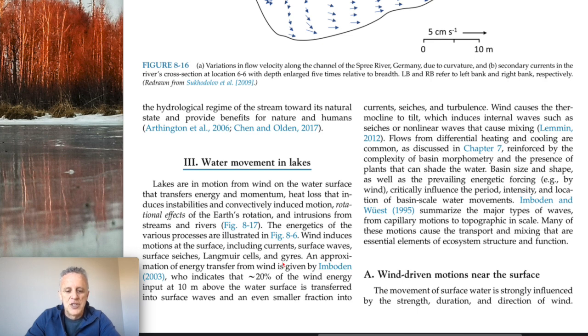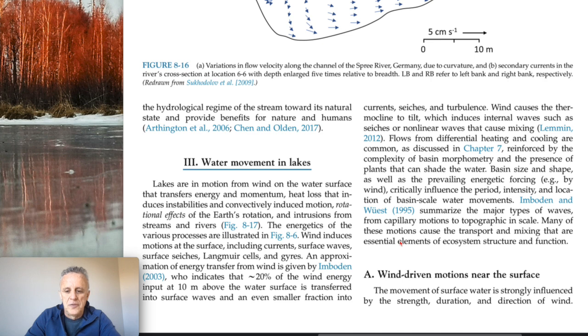Meyer cells and gyres. An approximation of energy transfer from wind is given by Imboden 2003, which indicates that 20% of the wind energy input at 10 meters above the water surface is transferred into surface waves, and an even smaller fraction into currents, seiches, and turbulence. Wind causes the thermocline to tilt, which induces internal waves such as seiches or non-linear waves that cause mixing.